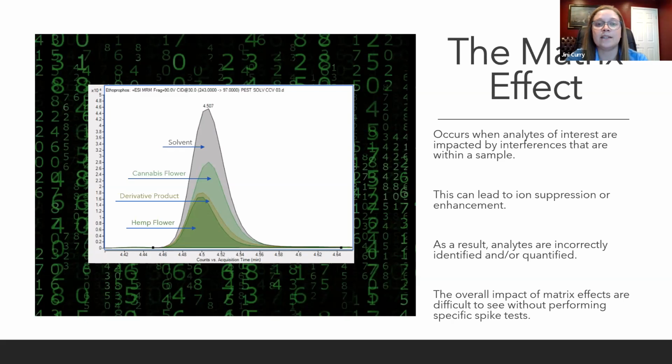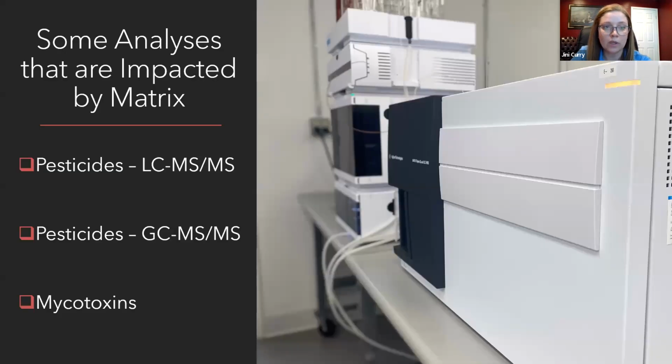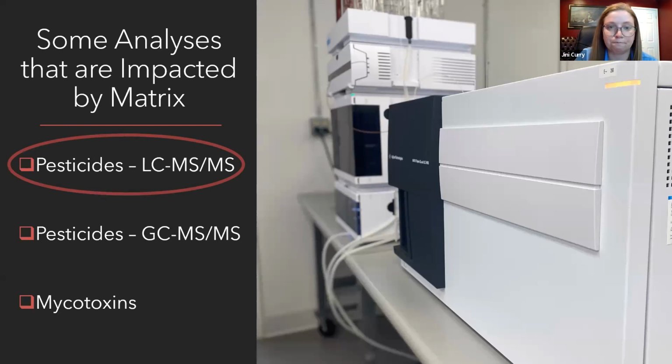And so in this industry, that can be very dangerous, because that's the difference in selling a product that is contaminated and not selling a product that is contaminated. And so laboratories really need to be aware of this, and they need to know how to combat these sorts of issues. So some of the analyses that are impacted by matrix are going to be pesticides and mycotoxins. And you can see matrix impacting pesticides on both the LC and the GC-MS triple quads. However, what we're going to focus on today is really pesticides and the LC-MS triple quad.